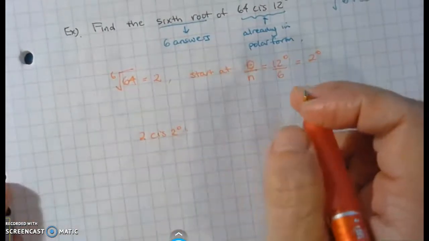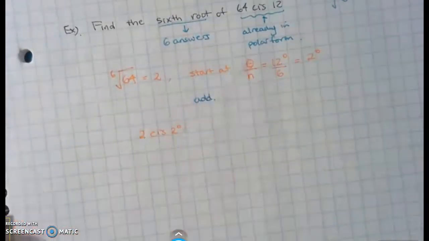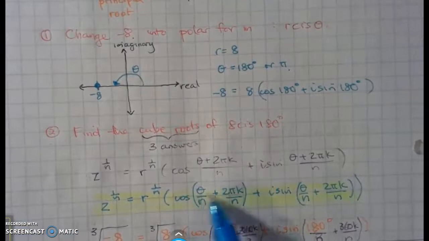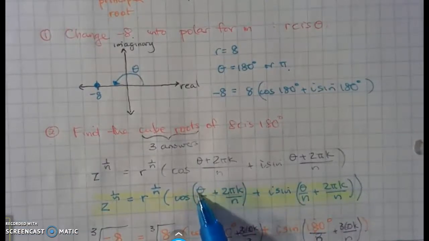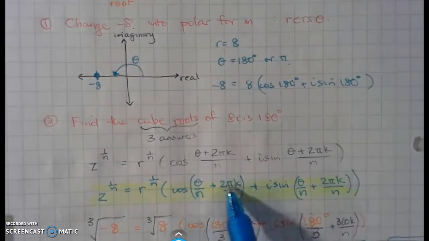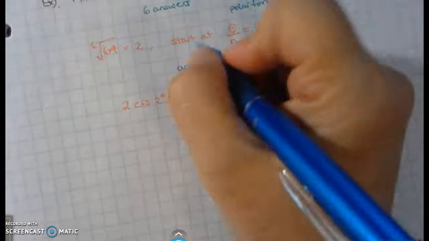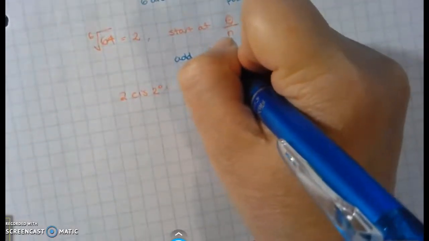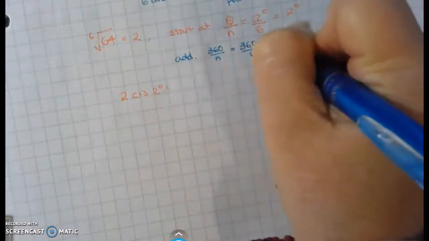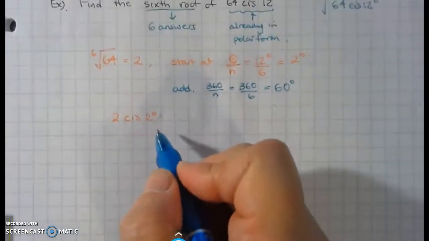From here I am going to be adding. When k is equal to 0, you're just left with theta divided by n. That's why the first solution was theta divided by n. So now k is equal to 1. You are dividing 360 by n. In this case, n is 6, so that is 60 degrees. So you are going to be adding 60 degrees to the first solution.